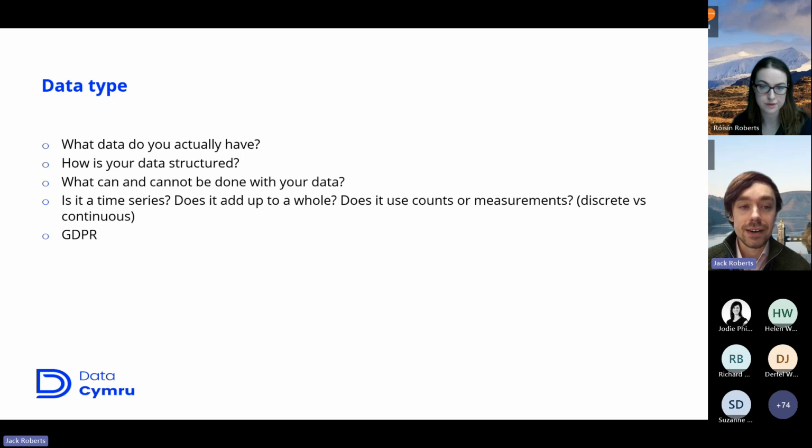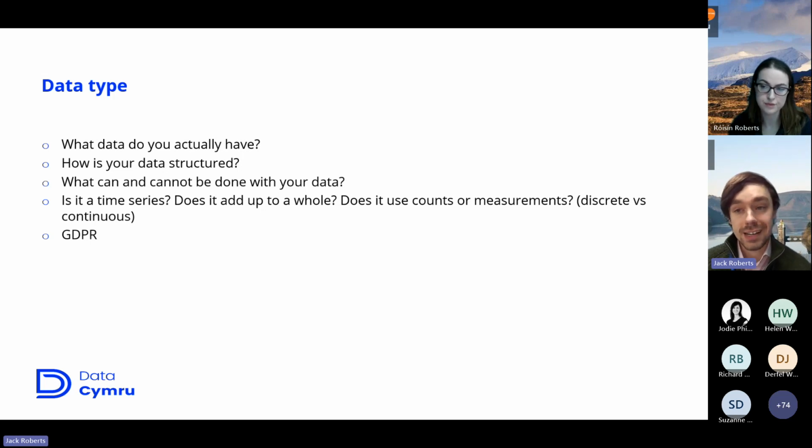It's also worth considering how your data is structured. So, for example, certain types of data will only be able to do certain types of visualization. You would only be able to do something like a pie chart if you have something that actually adds up to a whole, and you would only be able to do something like a line chart over time if you do actually have data that goes over time. And this is all part of considering what you can and can't do with your data.